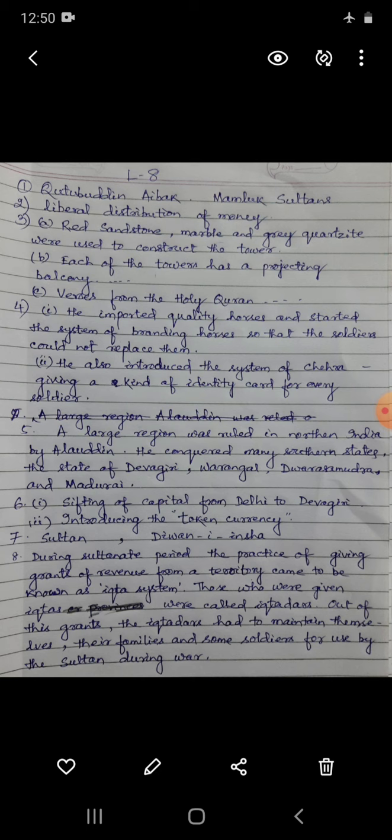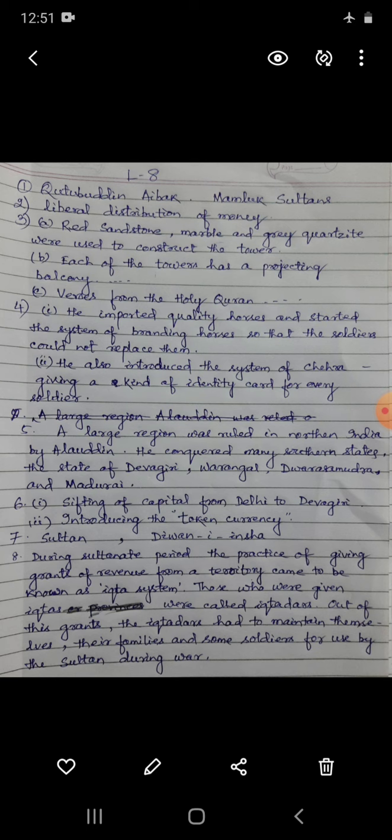Before that, you have to read the lesson once again so that it will be easier for you to know the answers. Okay? Then you see page 78. Question number 2. Why was Qutbuddin known as Lakhbaksh? List any two of his qualities.